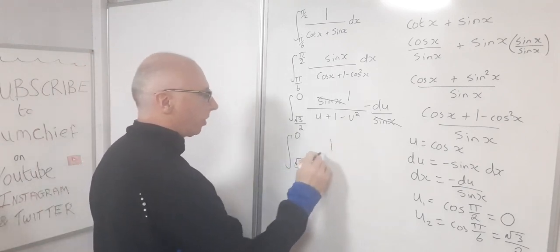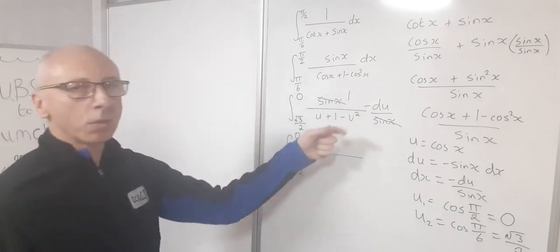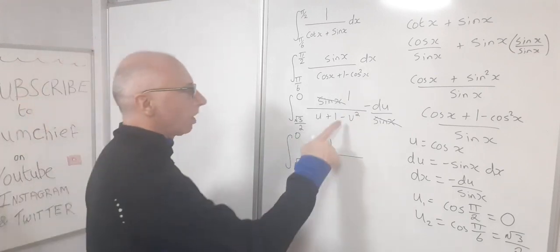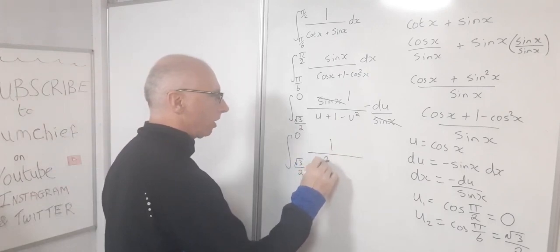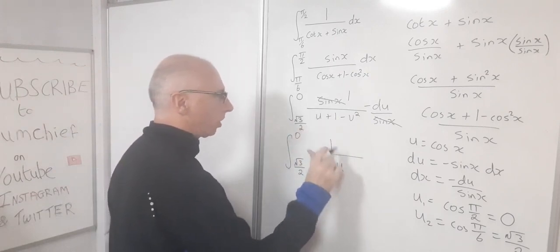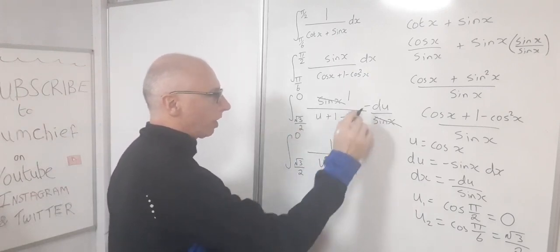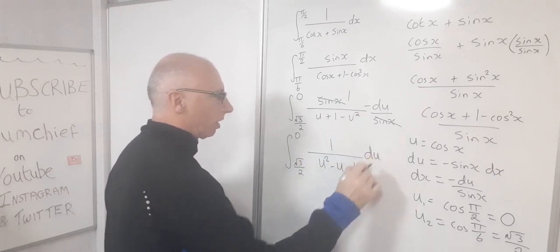So now we're going to have a 1 over, so distribute this minus 1 through here. So minus u squared becomes u squared, plus u becomes negative u, plus 1, negative 1. And then just straight into du.